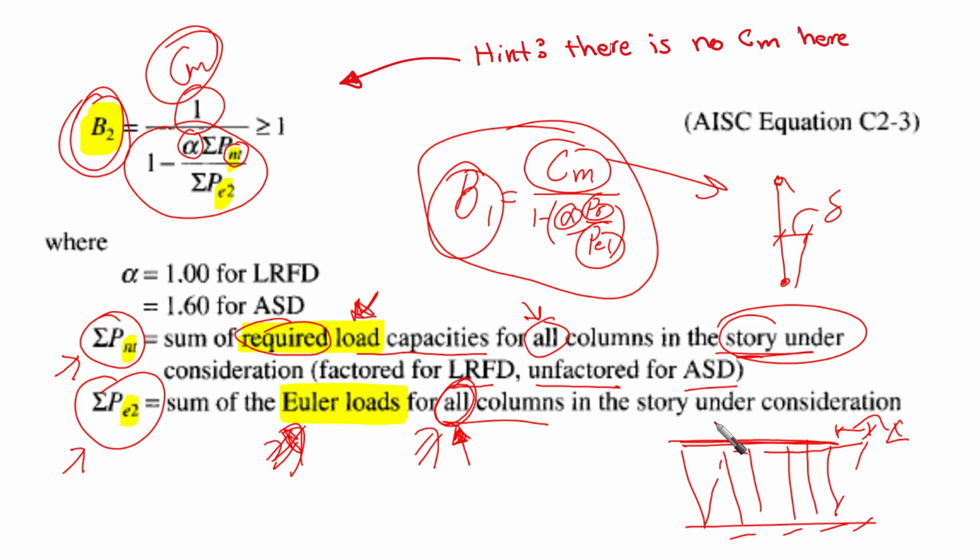You can consider B2 as a global amplification factor for all columns. However, B1 is a local amplification factor. And then, as we said, this is the same as we used in B1, but PR here is PNT, and PE1 is PE2 here. PE2 means that it is the Euler load for all columns in the story.